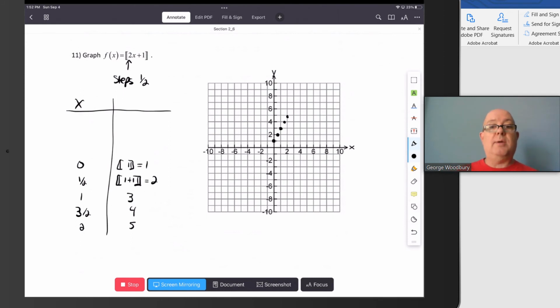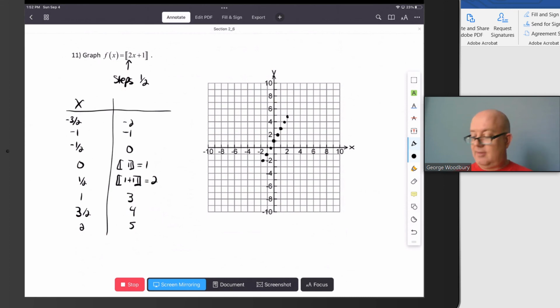Now we can also trace our way back in the other direction. At -1/2, that's going to be 2 times -1/2, which is -1, plus 1. That's going to get us to 0. -1 is going to be -2 plus 1, which is -1. -3/2 is going to give us -3 plus 1, or -2. And we can see the pattern. Now, those are the points.